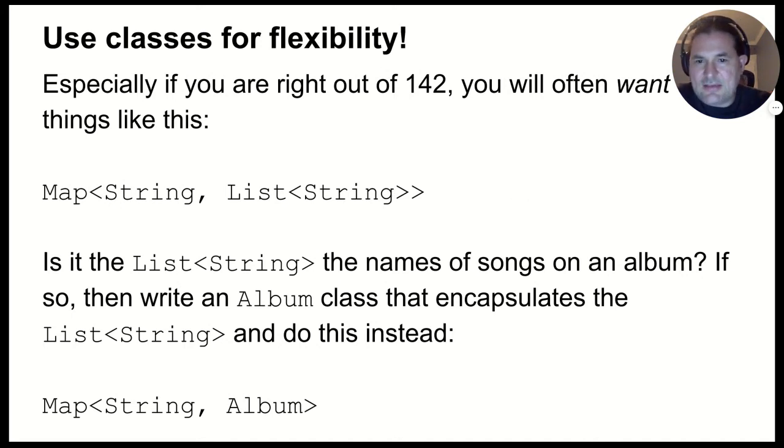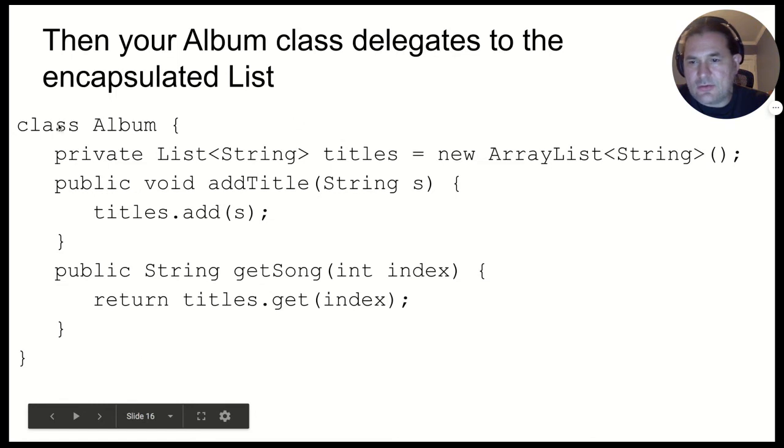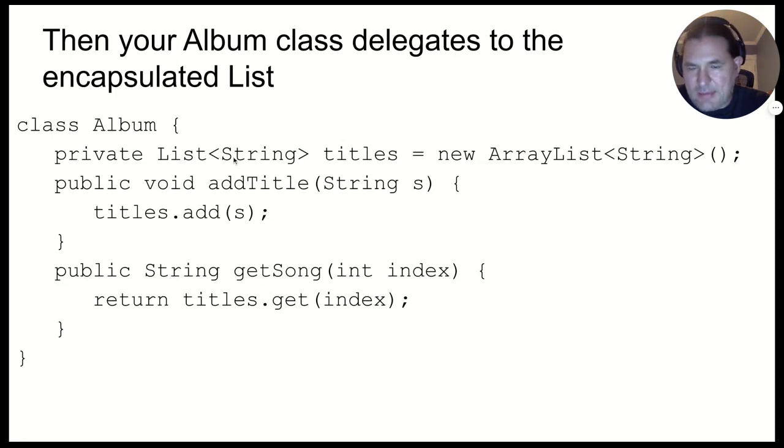Well, if that's the case, don't make this a list of string. Make it an Album class, and then encapsulate that list of strings instead. So now we have a map from string to album. Why is that better? Well, here's what that would look like. So we've got a class Album. We've encapsulated that list of string. And again, here, should it be an ArrayList? Should it be a linked list? I'm not really sure. I'm just going to say list of string for the variable type.